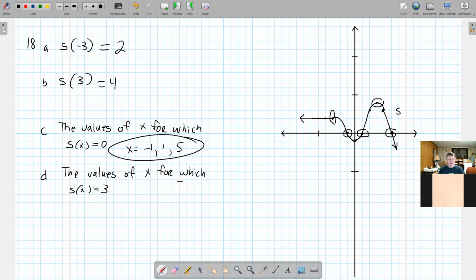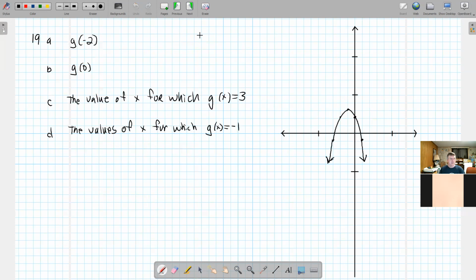Then the values of x for which s of x is 3. s of x equals 3 is right here. So we'd have what? 2 and 4. So x equals 2 and x equals 4. Are we okay with that? I'll take that to mean yes. Next example.